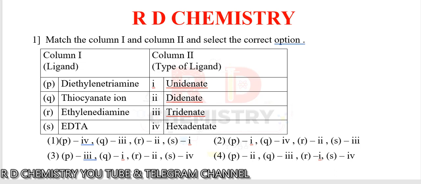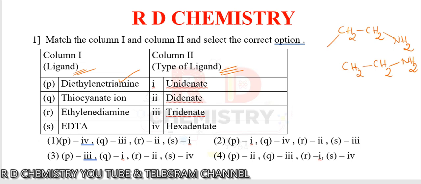The first question is match the following. They are given the ligand and they give the type of the ligand. Now the first one, diethylene triamine. Let us write down the ethylene diamine structure. We write NH2 twice. Now it is diethylene, so let me write diethylene diamine. Then they mentioned triamine, one more nitrogen amine group.